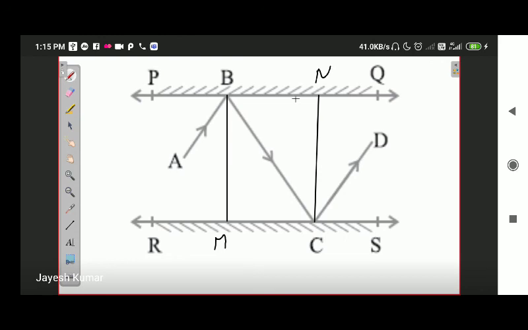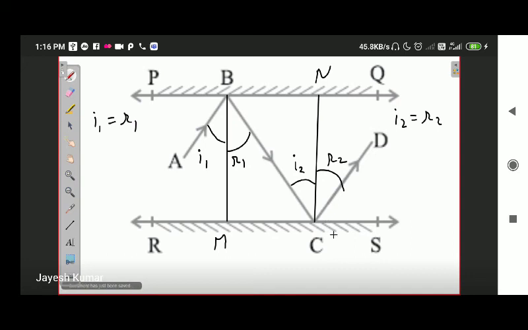What I am trying to tell you is we already know that the angle of incidence and the angle of reflection are the same at a point. So I1 and R1 are equal. Also, using the same concept, we can say I2 and R2 are also equal. Why so? The angle of incidence and angle of reflection at the point of reflection are both the same.